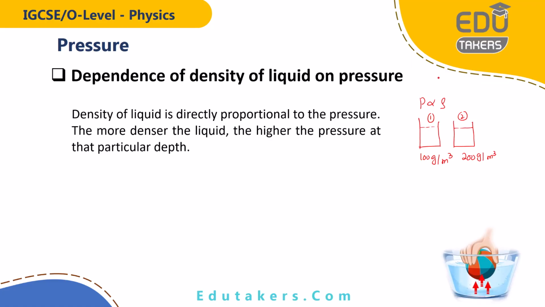So by this relation that pressure is directly proportional to the density, the liquid which has larger density will exert the larger pressure. So it's liquid 2 for which the density is 200 gram per meter cube. The density for liquid 2 is larger as compared to 1, so liquid 2 will exert the larger pressure as compared to liquid 1. The same thing is given here. The density of the liquid is directly proportional to the pressure.